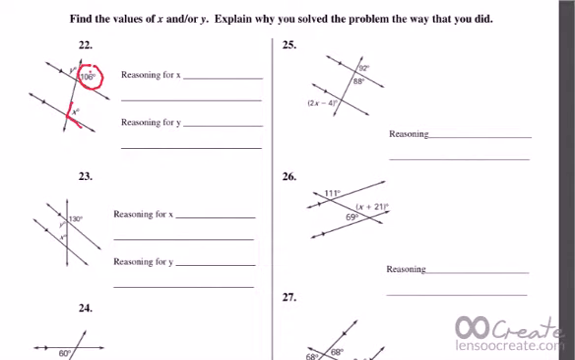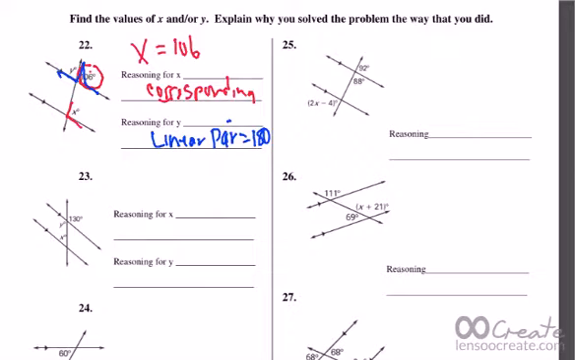I can look at the X with the 106, and those are corresponding angles. So I know that X is equal to 106. If I look at the Y with the 106, those are a linear pair, and I know that those are always equal to 180. So I would have to do 180 minus 106 and get a grand total of 74 degrees.